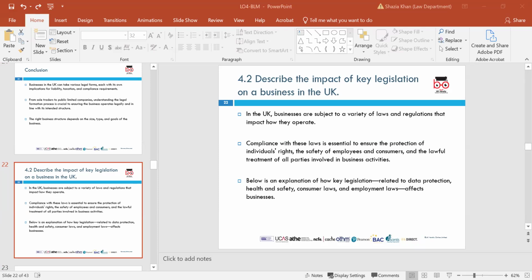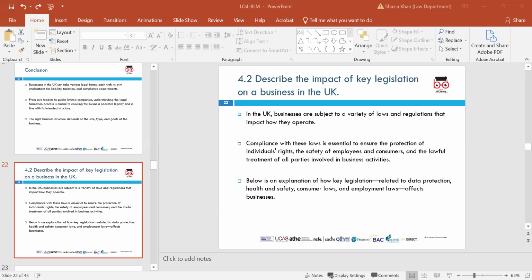So legislation can have a significant impact on businesses, both in terms of cost and compliance, and the consequences of meeting or not meeting legal obligations. Businesses must navigate a complex landscape of laws and regulations and must invest in legal advice, training and equipment to ensure they are fully compliant.